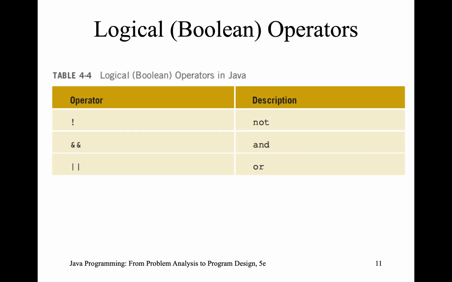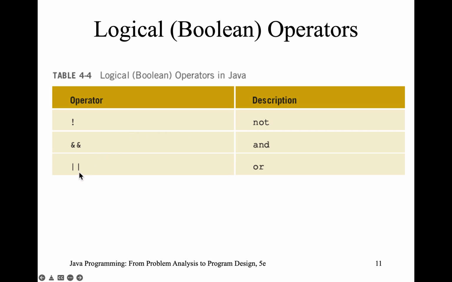These are the logical Boolean operators, which will also be discussed in the next little video that I want you to watch. And so I'm just going to talk about it briefly here. This is not. So if you put this in front of anything that's true, it will make it false. If you put it in front of anything that's false, it would make it true. Two ampersands means and, like, is the number between 1 and 100?